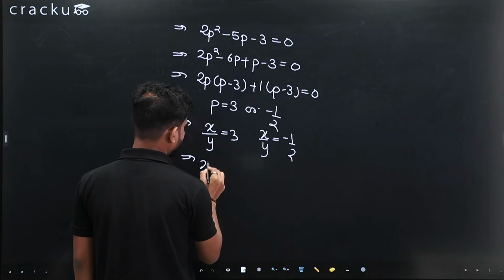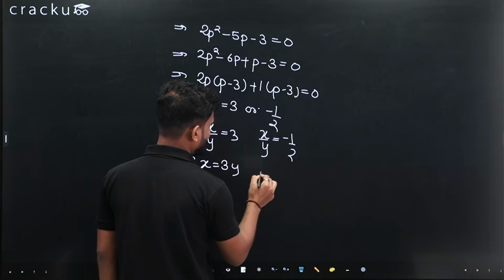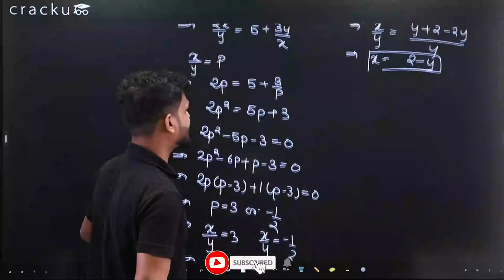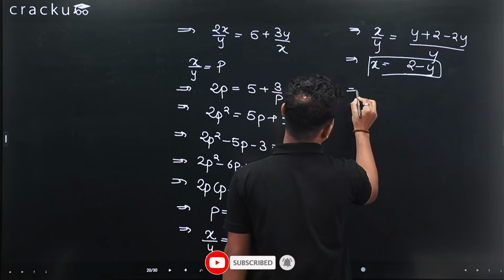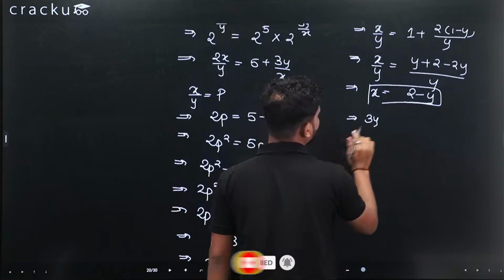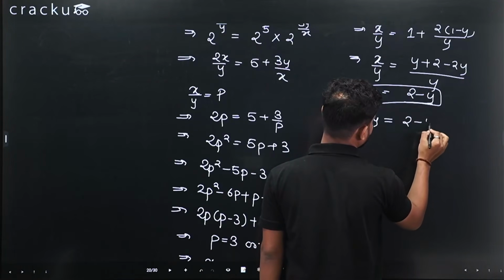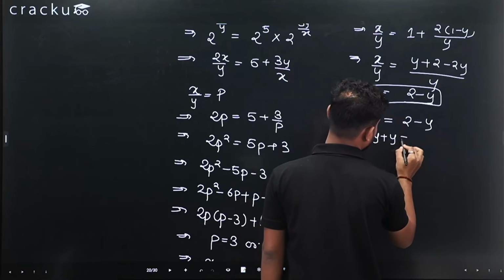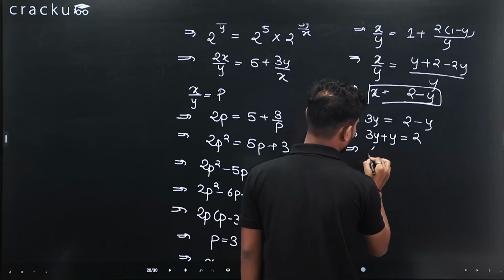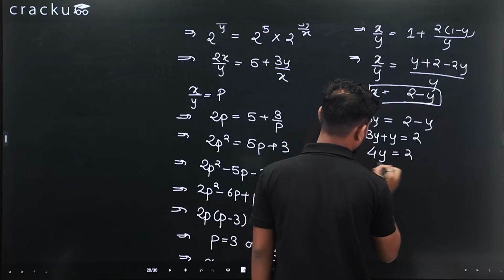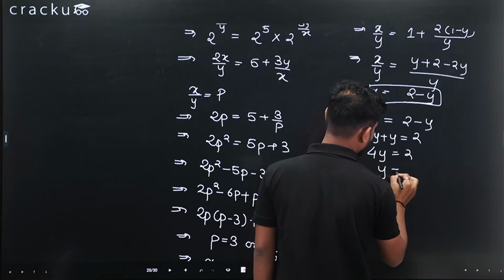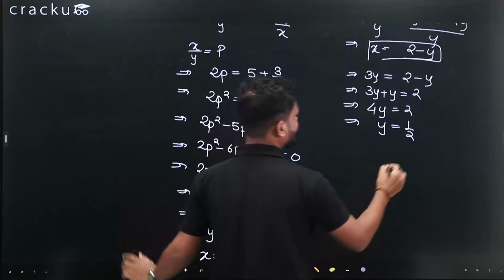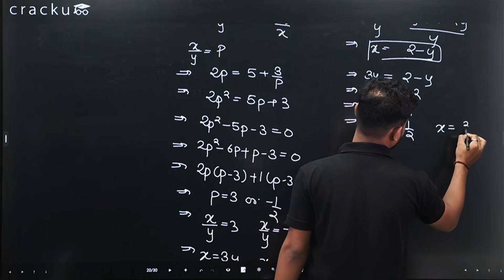From here I can say x is equal to 3y or x is equal to minus y by 2. So I have two cases. If I put x is equal to 3y, what would I get? I would get 3y plus y is equal to 2, or 4y is equal to 2. Y is equal to what? Y is equal to 1 by 2. If y is 1 by 2, x will be 3 by 2.